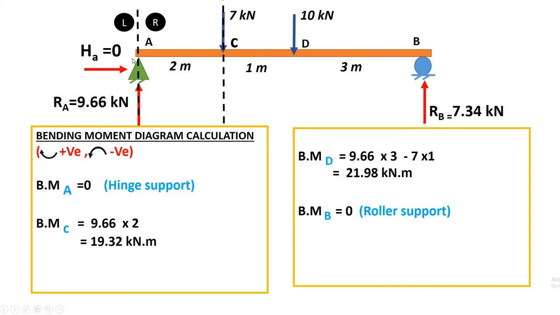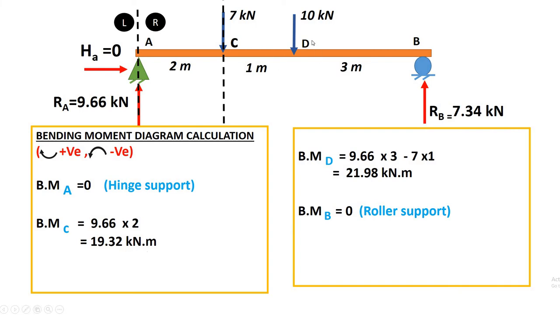If I consider the left part, what about the value of moment? That is 9.66 into 2, the distance from the reference section, and the moment is clockwise, and that's why it is positive: 19.32 kilonewton meter.